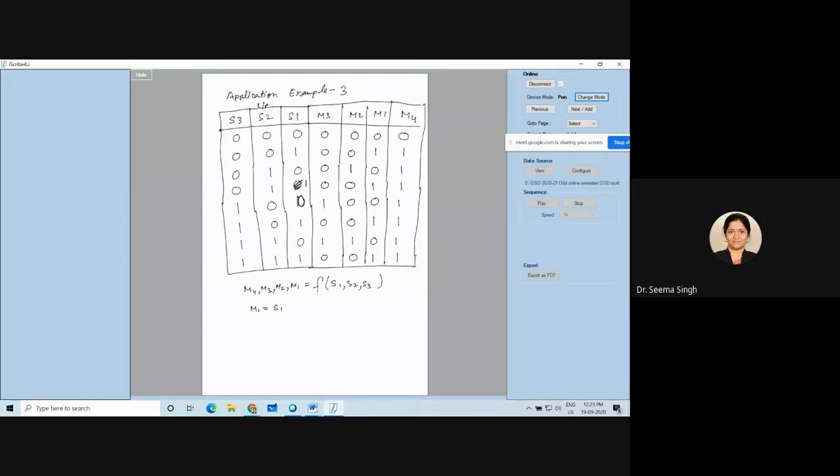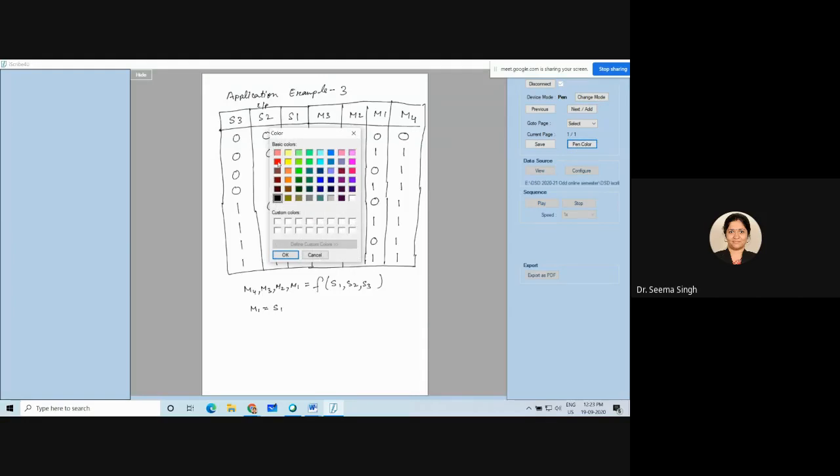Now coming to M2. M2 is high only for 2 cases, right? When a column is high only for 1 or 2 cases, you need not go for a truth table. You need not go for a K-map. You can simply write the answer. So let me see what it is. I am talking about M2 now.